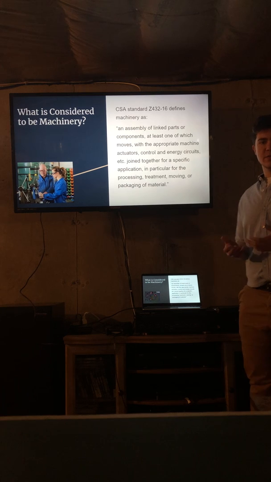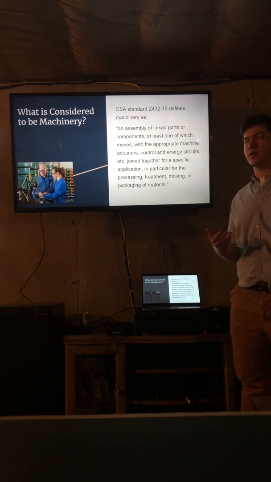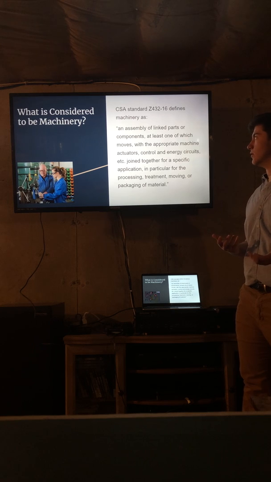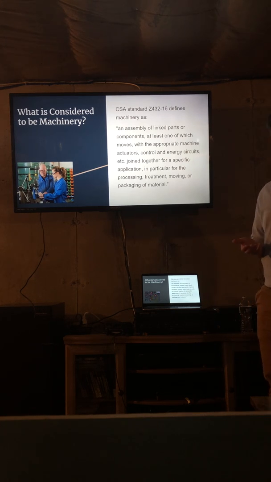So we're going to start off with some basic definitions so we're all on the same page when I end up diving in further depth later. We're going to start off with what is considered machinery. Machinery by the CSA standard is an assembly of linked parts or components, at least one of which moves, so it has to have at least one moving part, with appropriate machine actuators, electrical circuits, and control. So these all have to be joined together for a specific application, in particular for processing, treatment, moving, or packaging of material.